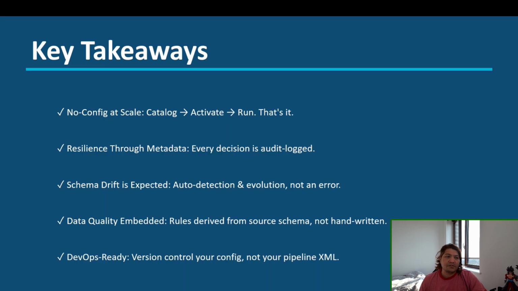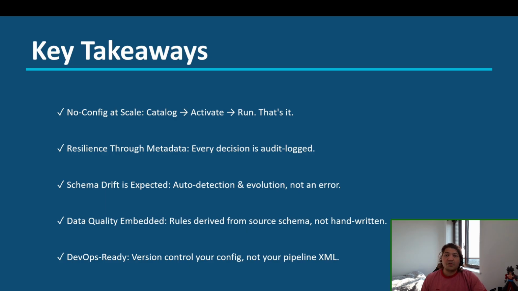So the key takeaways of the framework: it's completely scalable. You have no configuration at scale, you have a catalog, you just run, execute, that's it. Resilience is there, all changes get auto-logged, schema drift is managed, data quality is embedded, and DevOps-ready versions are also available.